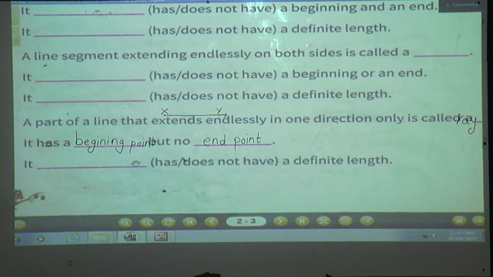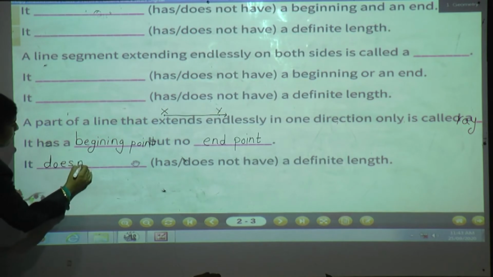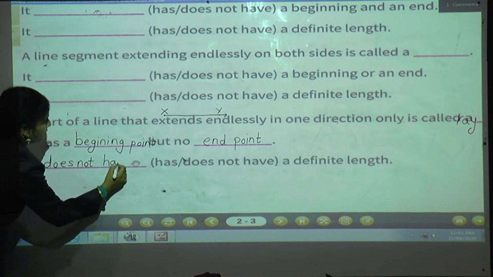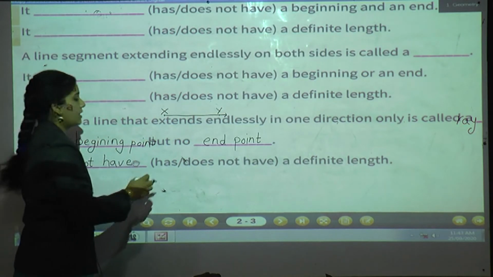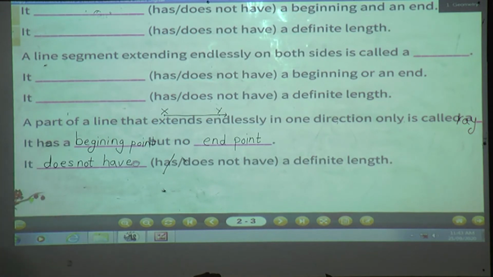Next one: it does or does not have a definite length. What is the answer, students? It does not have a definite length, because we can't measure it properly. So students, you have given me good answers.